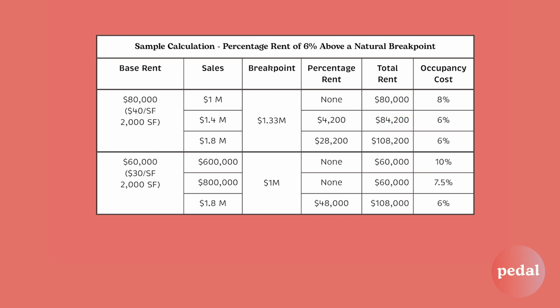In the last example, where you're doing $1.8 million in sales, with your occupancy cost still fixed at 6%, your total rent would be $108,200, or 6% of that $1.8 million. Below that, I have a calculation for a lower rent, $30 a square foot or $60,000 annually. In this example, the breakpoint is $1 million. If you look at the right column, you can see the occupancy cost decreases as sales increase up to that breakpoint where it sticks at 6%.